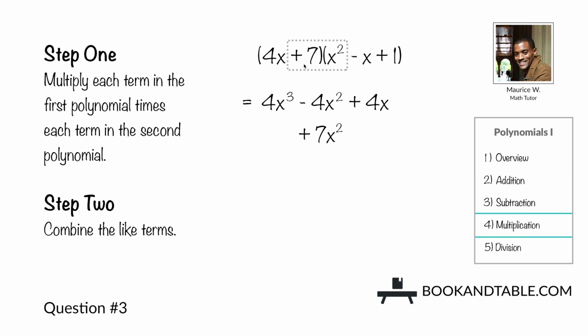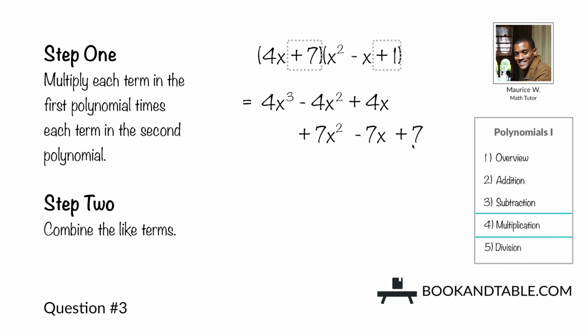And now we go to the next term in the first polynomial. We'll multiply it times all three terms in the second polynomial, giving us 7 times x squared, which is 7x squared. 7 times negative x is negative 7x. And 7 times 1 is equal to 7.